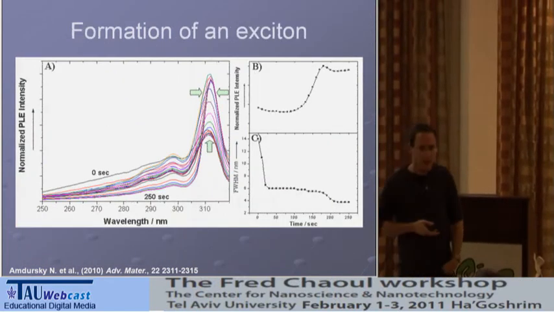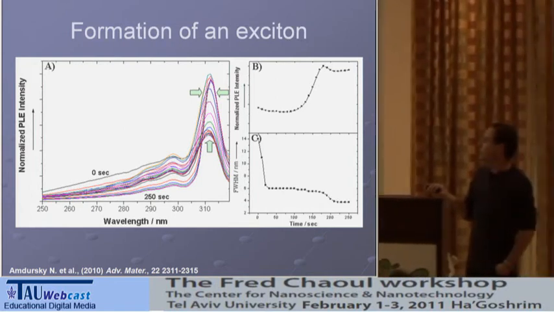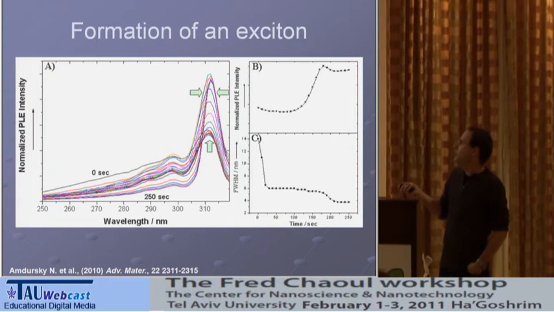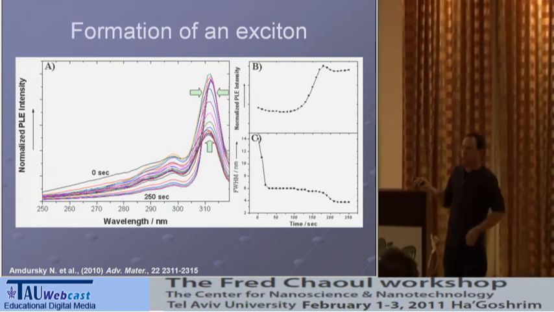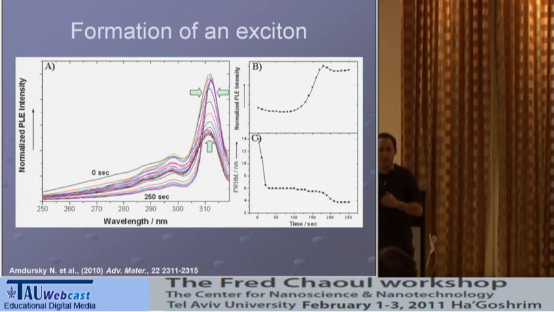I can follow the dynamics of the exciton as the spaghetti-like structures are being formed, and I can see that as the fibrils are being formed, there is a rise of this exciton peak and a decrease in the full width at half maximum. As we can see here, this is the intensity of the exciton peak, and this is the decrease in the full width at half maximum.